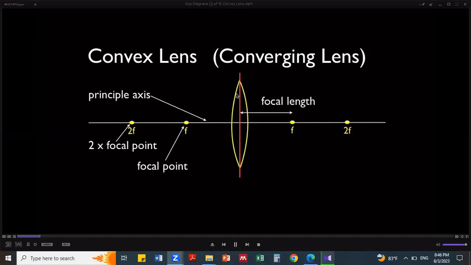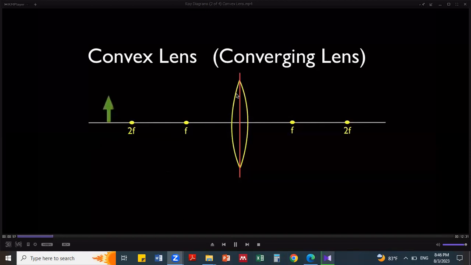And the focal point is at a distance of 1 focal length from the lens, and 2F is twice as far away. So F is 1 focal length away, and 2F is twice as far away. And this is a biconvex lens, so there is an F, a focal point, and a 2F on each side of the lens.